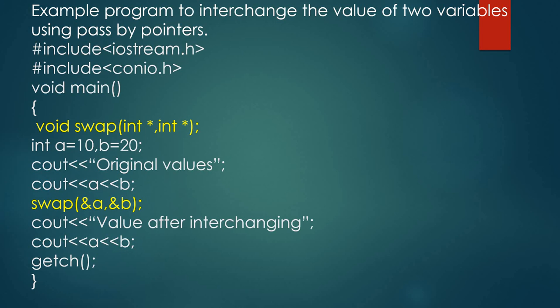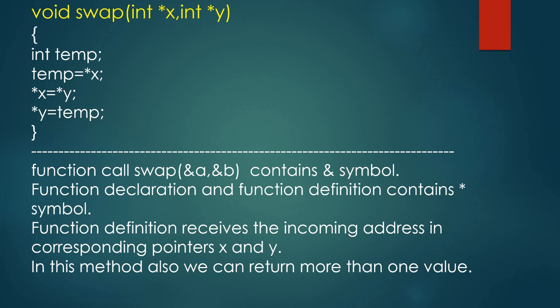Okay, in pass-by pointers, in the function call which symbol is there? The AND symbol will be there, and in the function declaration and function definition there is the star symbol. Using the normal function we can return one value, but by using pass by reference and pass by pointers we can return more than one value. Also, all the changes happening inside the function affect the original data.